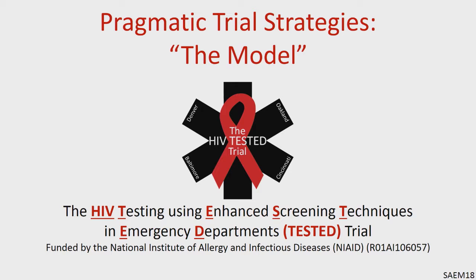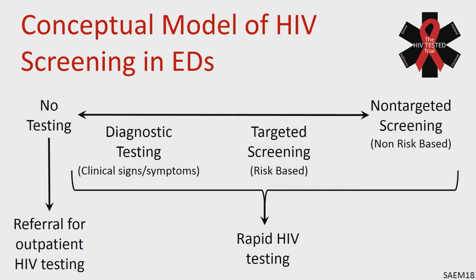So I want to introduce the model with that background of pragmatic trials. We're going to use the HIV tested trial, which was testing using enhanced screening techniques in emergency departments, as a model to reflect on and to really flesh out concepts around applied strategies for pragmatic trials. This study was funded by the National Institutes of Health and is in its last year of funding and concluded enrollment a little over a year ago.